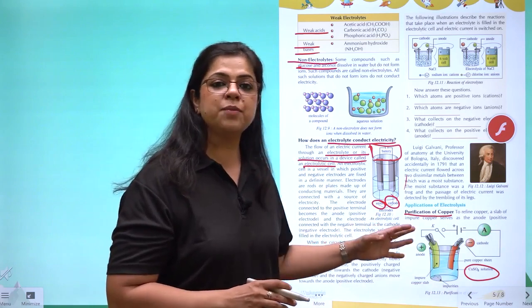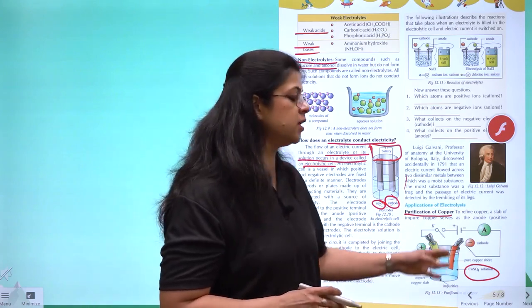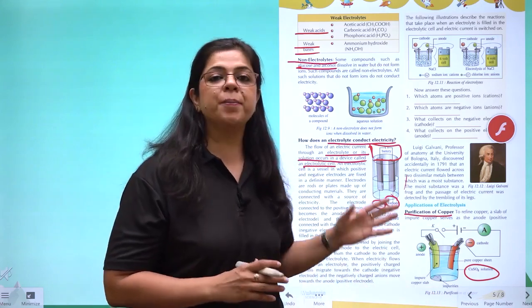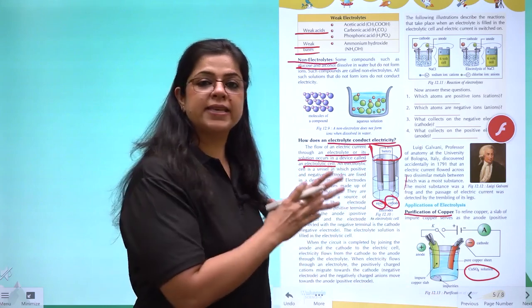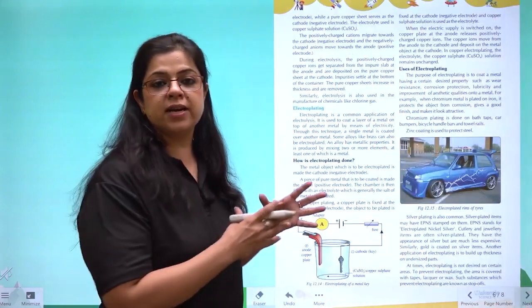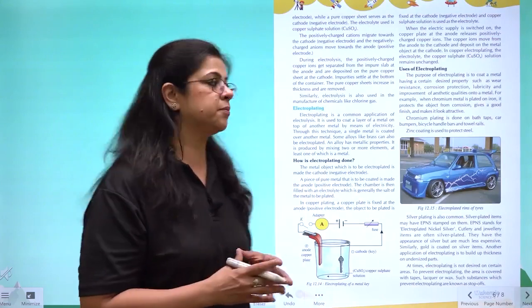है. इन द सेम वे all the pure copper ions are deposited on the copper sheet. This is how copper is separated from its impure substance, and all the impurities that were there in the impure copper sheet, they settle at the bottom.